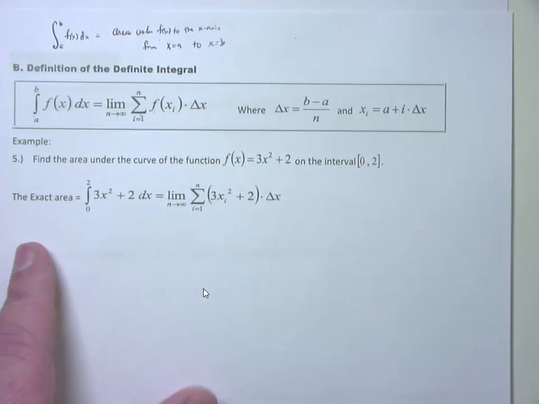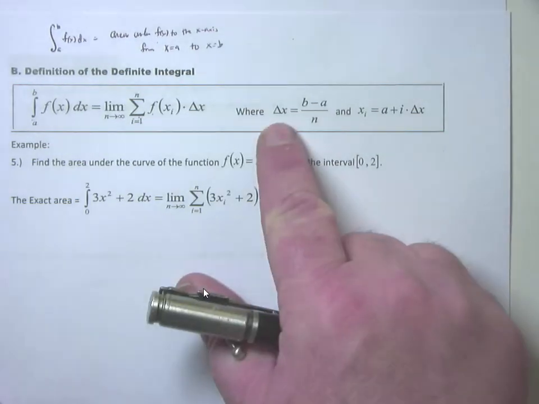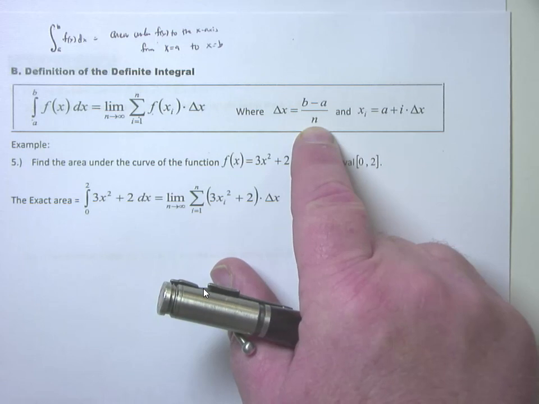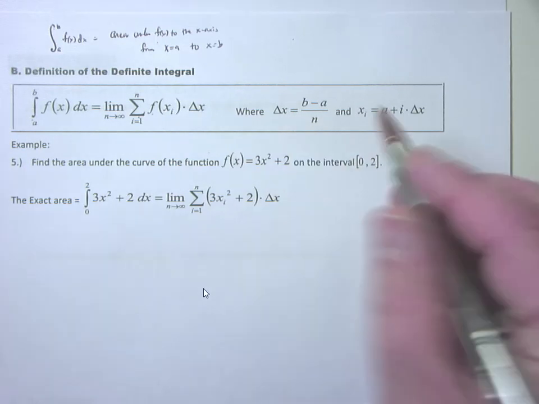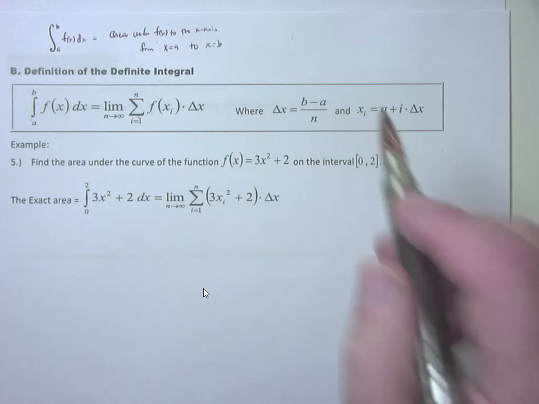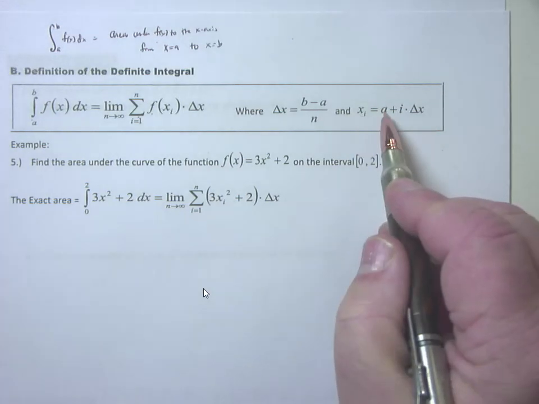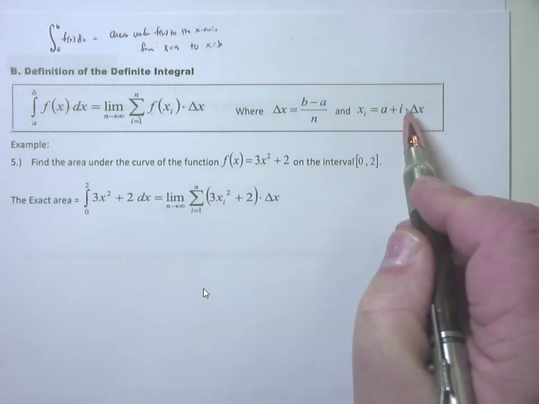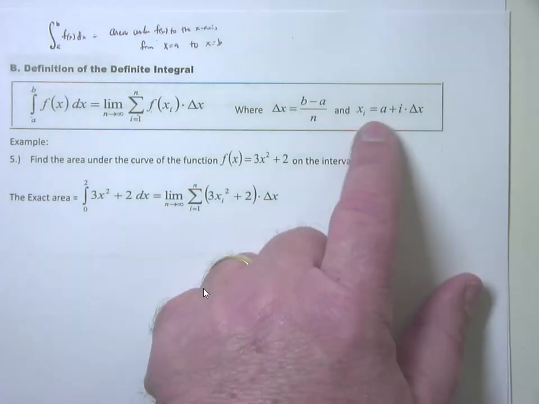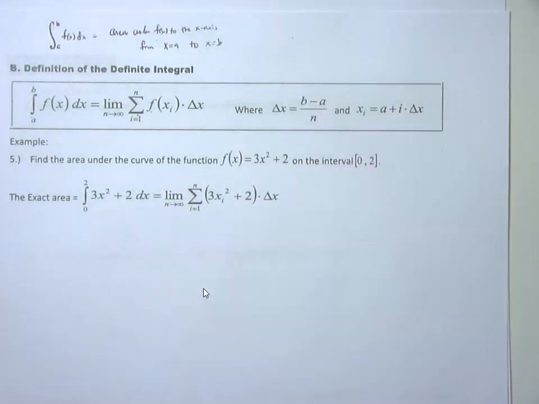Okay? Now, we already know this, that delta x is equal to b minus a divided by n. But here's the new one for you, another formula you have to have memorized, xi. Xi is your partition points. Your xi is equal to a, your first bound, plus i, the index, times delta x. So you've got x1, you've got x2, x3. This moves the delta x down the road and tells you which x number to plug in. Xi is equal to a plus i times delta x.